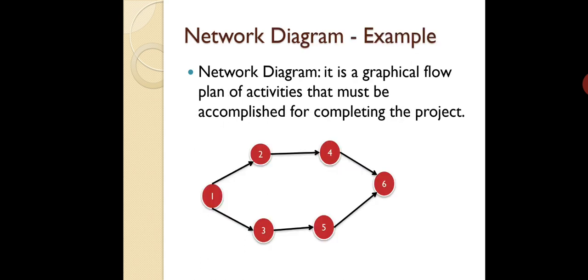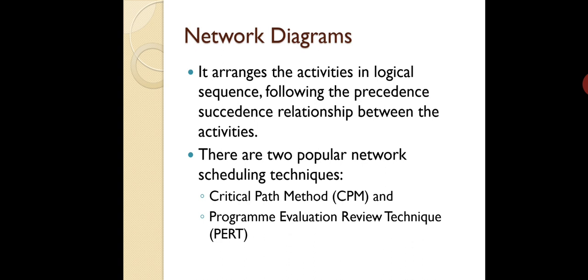Now what is a network diagram? It is a graphical flow plan of activities that must be accomplished for completing the project. So this is how we construct a network diagram using some arrows and few circles. The network diagram arranges the activities in logical sequence following the precedence succeedence relationship between the activities. And we have two popular network scheduling techniques. We have critical path method and we have program evaluation review technique.